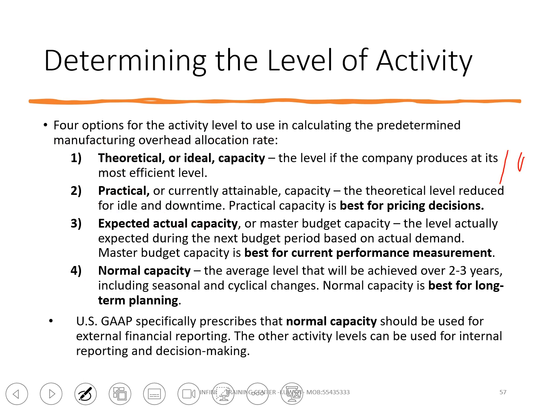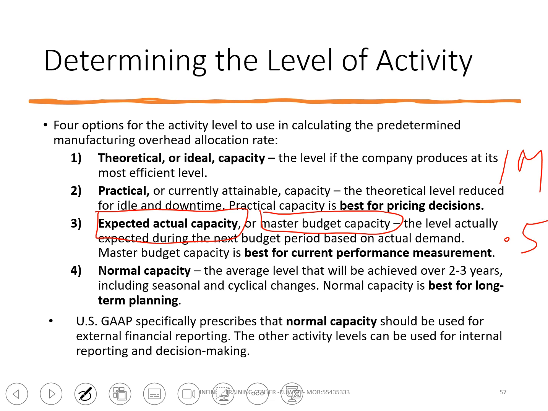Now I have capacity of 1 million, but will you be able to sell 1 million? Maybe not, right? Even though I have capacity of 1 million, I have a demand of 500,000 only. So this is what we call it as expected actual capacity or master budget capacity.